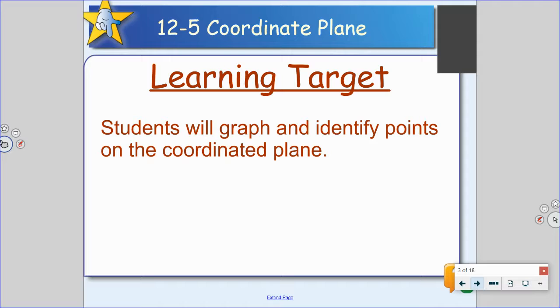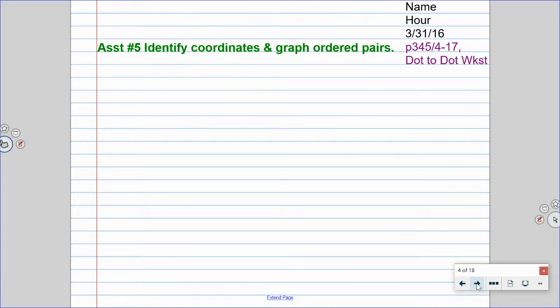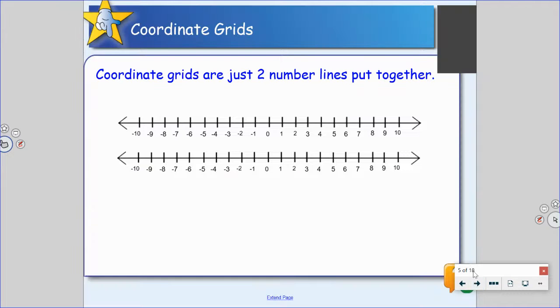Learning target for today: students will graph and identify points on the coordinate plane. So if I give you the ordered pairs, you should be able to graph them. If I give you the graph of points, you should be able to write their ordered pairs. Go ahead and pause your video. Come on back when you're ready. So, textbook assignment and a dot-to-dot worksheet shouldn't take too long. The dot-to-dot worksheet should be interesting and fun, I hope.